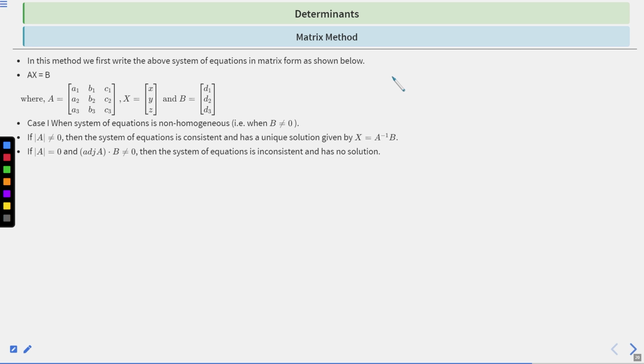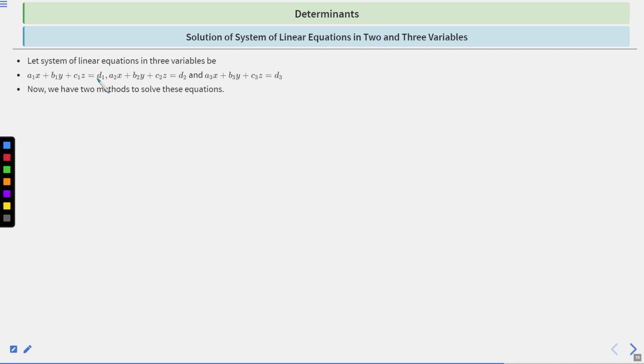First method is matrix method, right? In this method, we first write the above system of equations in matrix form as shown below. As we can write AX equal to B, where A is this matrix, X is x, y, z, and B is d1, d2, d3. Clear? And equations are like this.